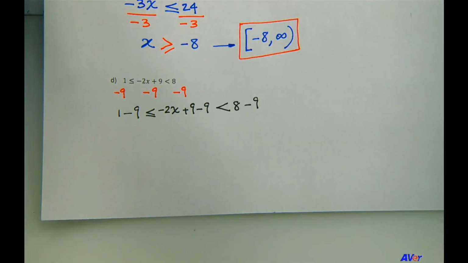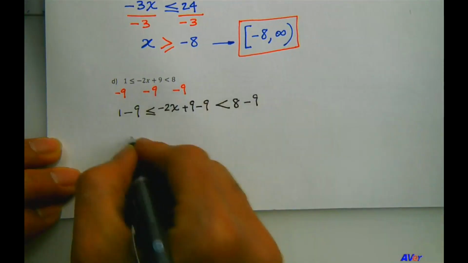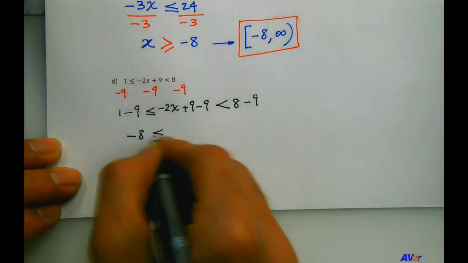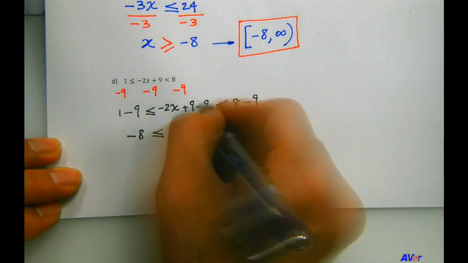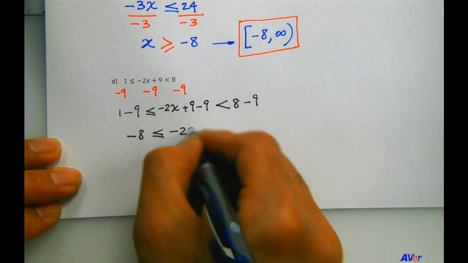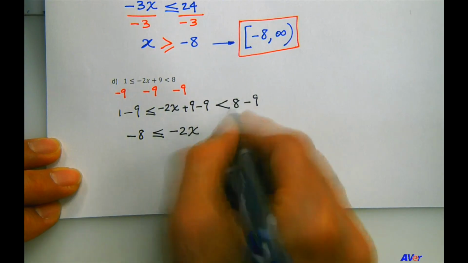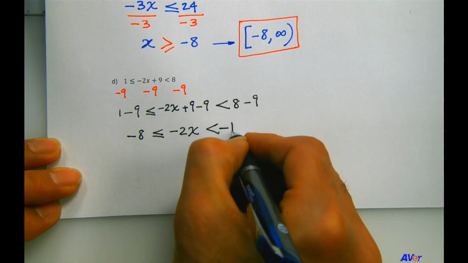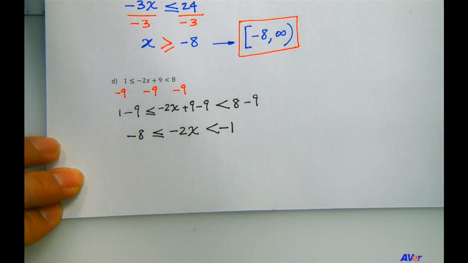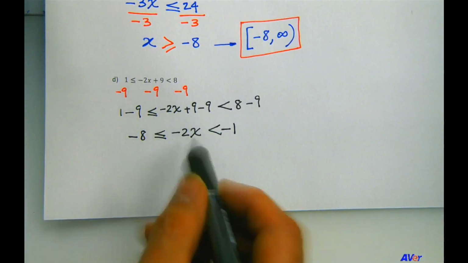Okay, so let's simplify. We have 1 minus 9 is minus 8, less than or equal to, positive 9 and 9 add up to 0. We end up with minus 2x. Then with this inequality, 8 minus 9, we end up with minus 1. Now what do we do? We need to isolate x, right?